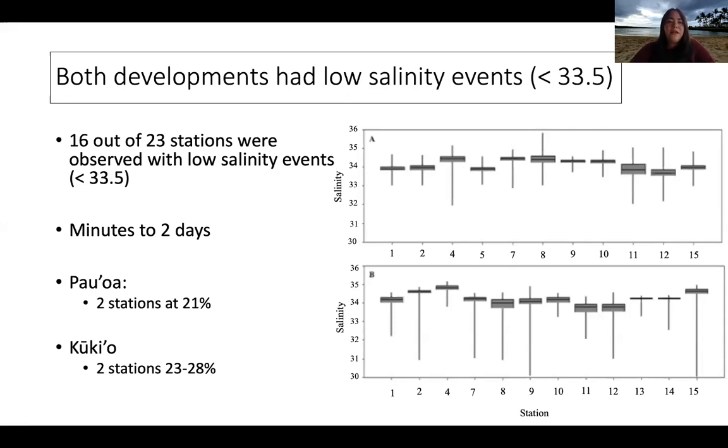And so 16 out of the 23 stations were observed to have a low salinity, meaning anything less than 33.5, where full strength seawater is about 35. The average benthic salinity for both developments was about 34, so anything less than 33.5 was considered low salinity. What we found was that these low salinity events could range from anywhere from minutes to up to 2 days, and that there were 2 stations at both developments. At Pauoa, there were 2 stations that were at these low salinity events for 21% of the deployment. And then Kukio also had 2 stations that were at these low salinity events for 23 to 28% of the time.